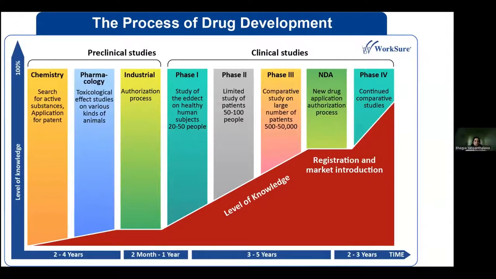The process I mentioned looks quite simple, but actual drug development takes around 10 years. The process that I mentioned would be mainly for this period of time. So in drug development, we search for active substances and application for patent. There would be different toxicological studies, because the drug that we develop cannot be tested on humans directly. So we would be using different animal models, such as rats, to test these different drugs. And once it's successful, then it will go to the next stage where the authorization process would take place. And after that, the clinical studies would start.